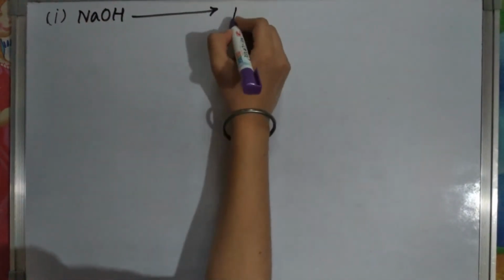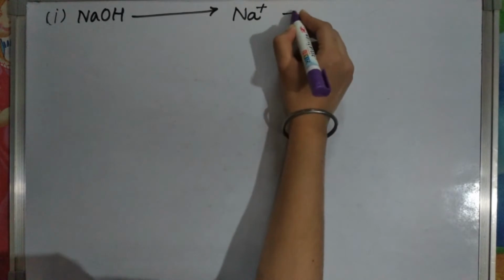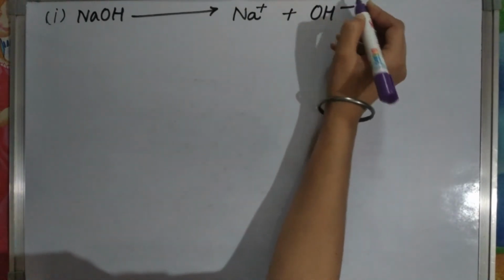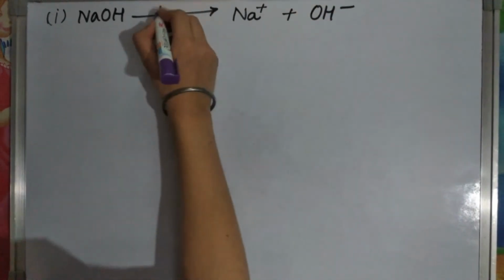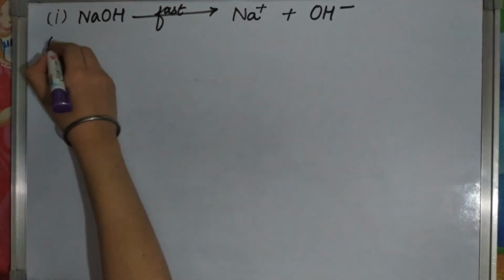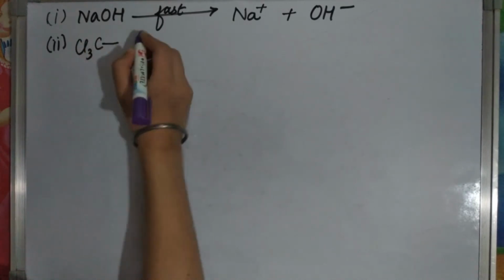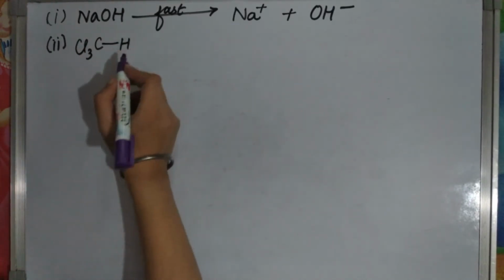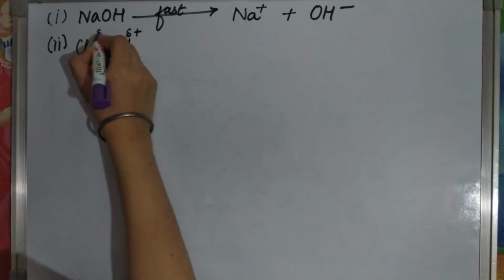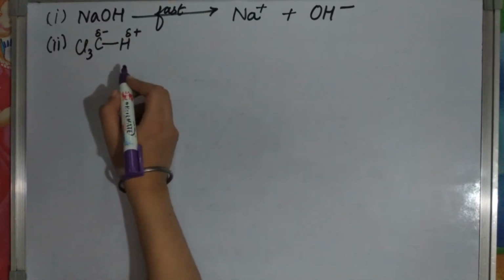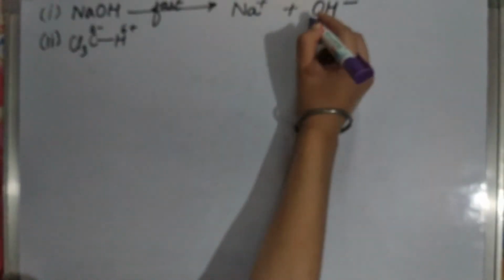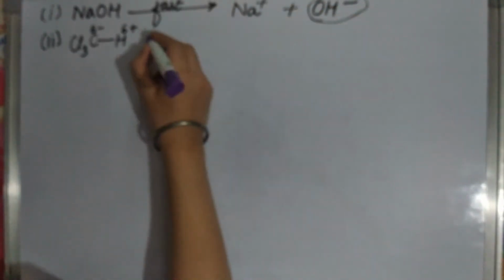Okay, the first step of the mechanism is we will take NaOH and it will be converted into ions. It will give Na positive and OH negative ions. This step is a fast step. The second step will be CHCl3, that is chloroform, where H is partial positive and Cl is partial negative. We take chloroform and to this chloroform we add this OH negative ion, right?